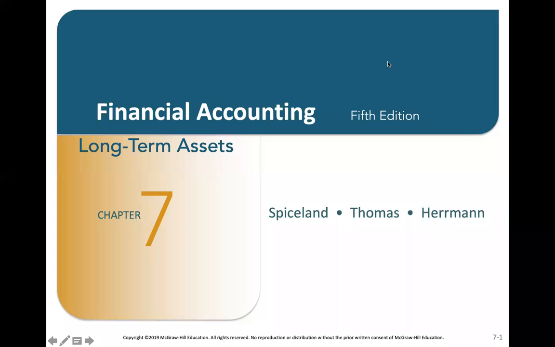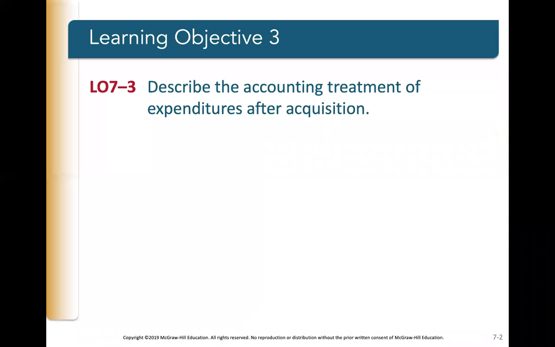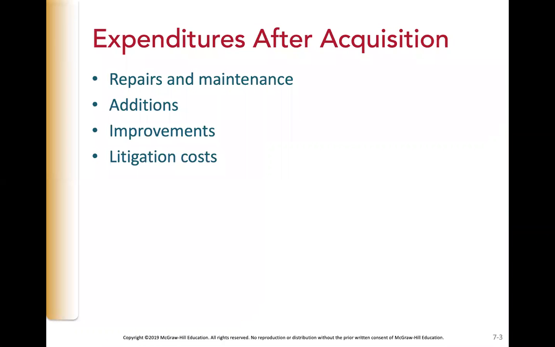Chapter 7, Long-Term Assets. In this video, we'll be discussing 7.3, describing the accounting treatment of expenditures after acquisition. Over the life of a long-term asset, owners incur additional expenditures associated with the asset. They may include repairs and maintenance, additions, improvements, and litigation costs.